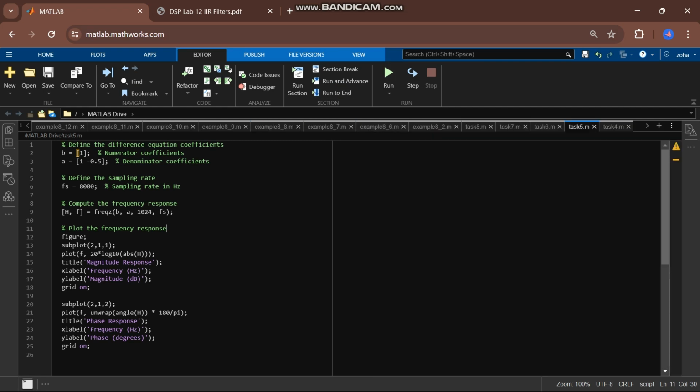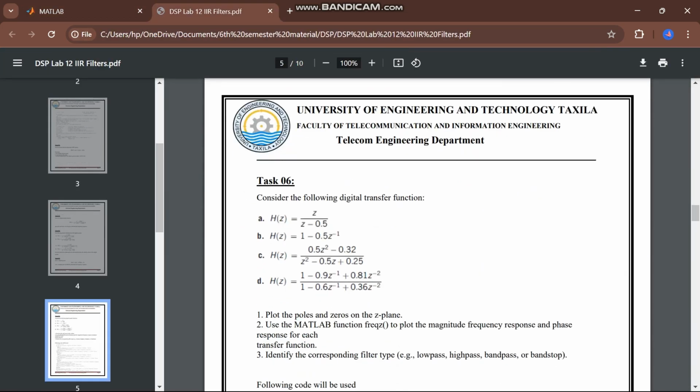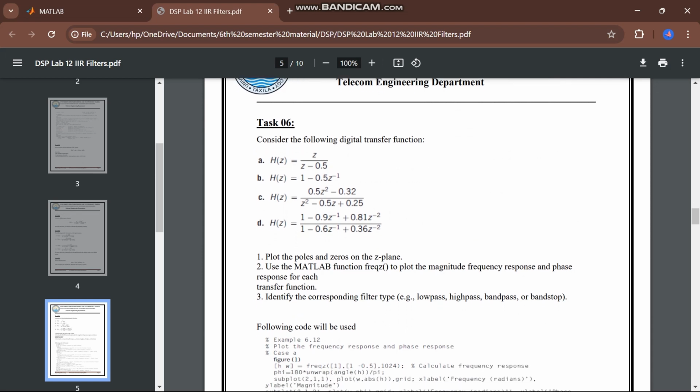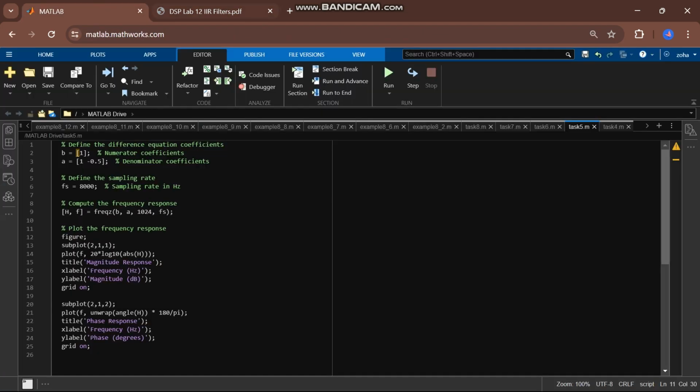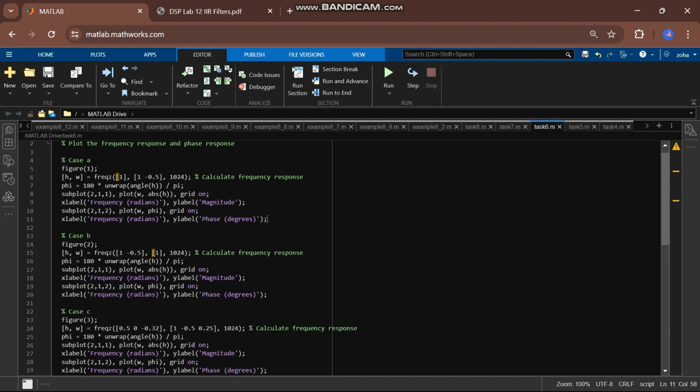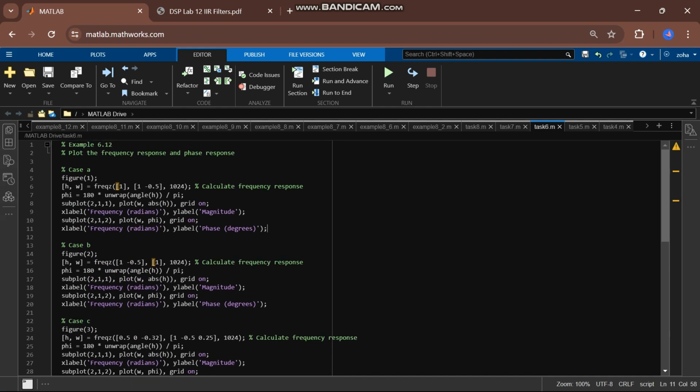For task 6, we are given 4 transfer functions and we have to plot the poles and zeros on the z-plane. Using the MATLAB function freqz, we have to plot the frequency and the phase response, and we have to identify the corresponding filter type. Here we have defined all of the coefficients of the numerator and denominator and used the freqz function for the plotting.